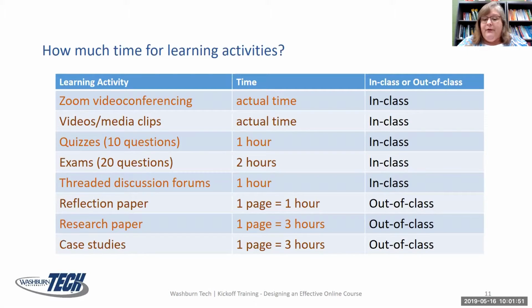The research paper, 1 page would be the equivalent of 3 hours. And this is because the research paper requires time for the student to go do their research, find those sources, read the sources, take notes, and then write it in the paper. And the same with case studies. It's the equivalent of 3 hours.